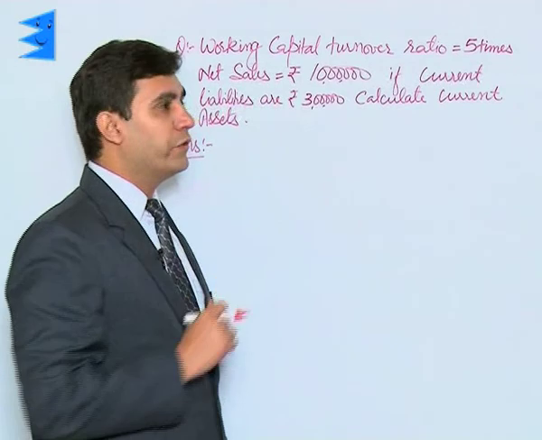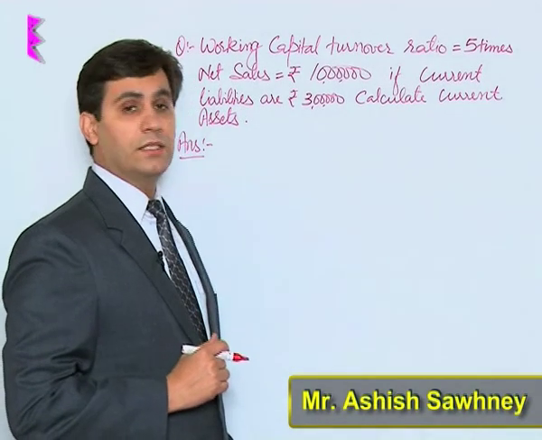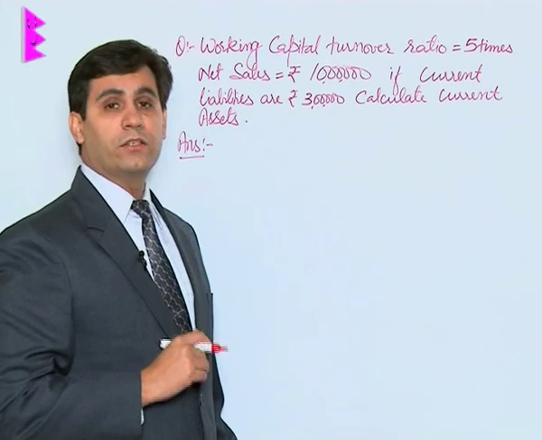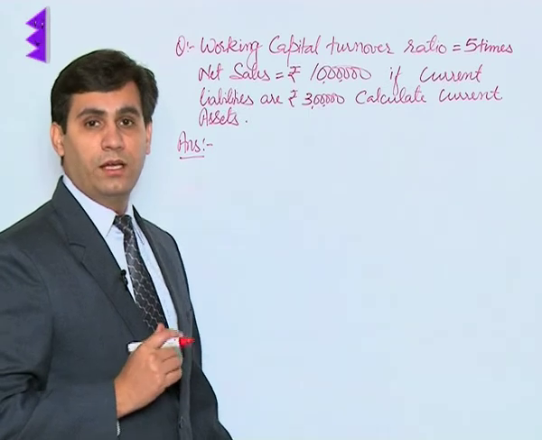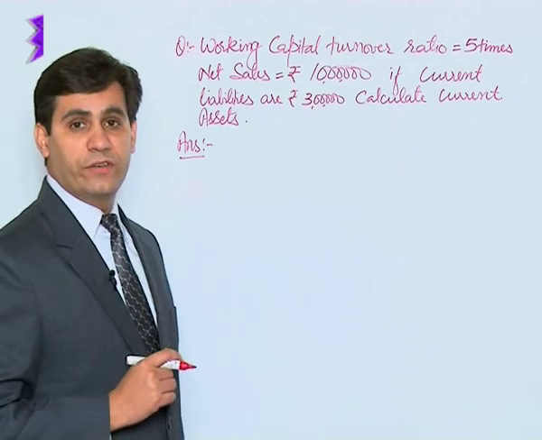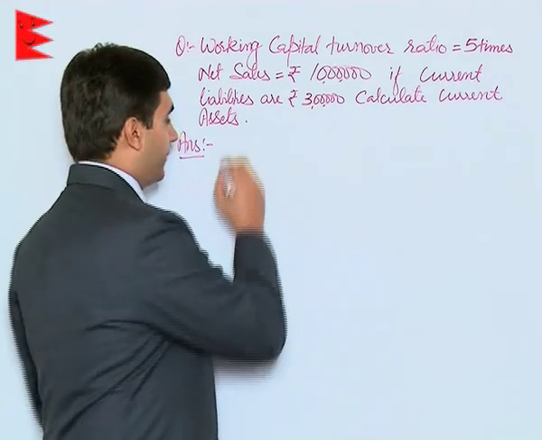The working capital turnover ratio is given to be 5 times. Net sales are given to be rupees 10 lakhs. If the current liabilities are 3 lakh, you are required to calculate the value of current assets. So now students, working capital turnover ratio is given to us. So let us use that formula to calculate current assets.